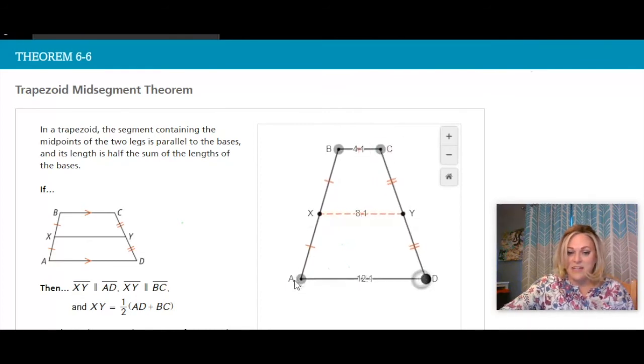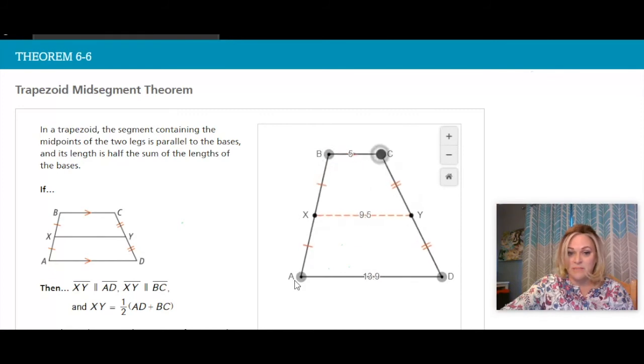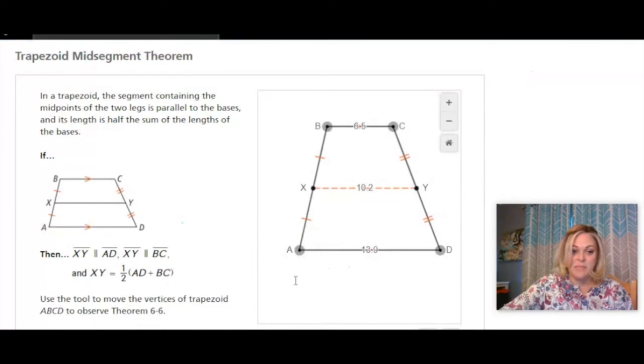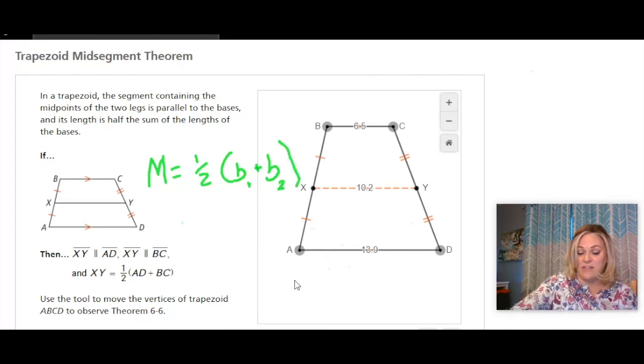I can tell that no matter what happens, that mid-segment is going to change based on the length of each of the bases, top base or bottom base. And there's a theorem or a rule for that, right over here. The mid-segment will equal half of the two bases. So when I write this out, I usually write it like this: the mid-segment equals 1/2 base 1 plus base 2. So it's literally taking the average of the two bases.